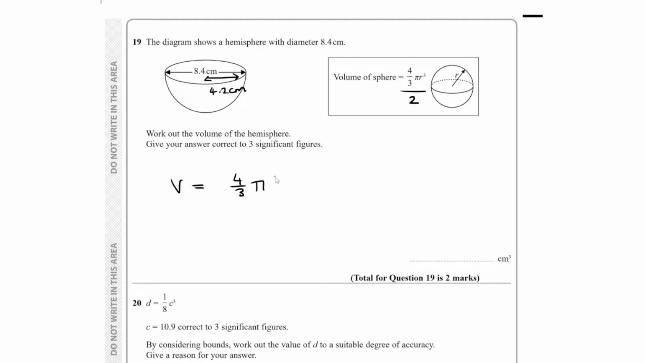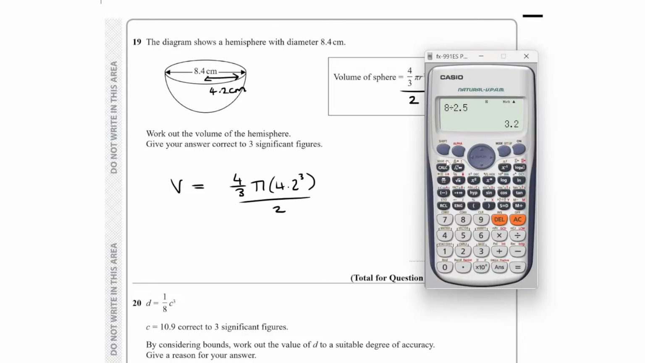So 4/3 pi times 4.2 cubed, over 2 because I don't want the whole sphere, and then you just have to type it in. So 4/3 pi times 4.2 cubed over 2, and there you are, 3 significant figures, 155.